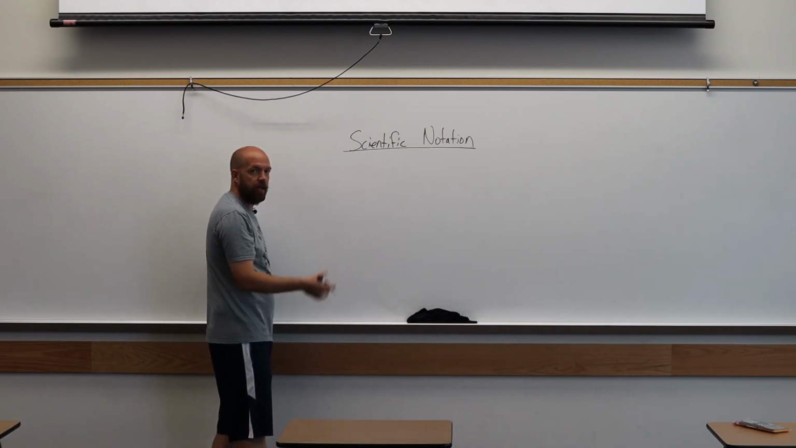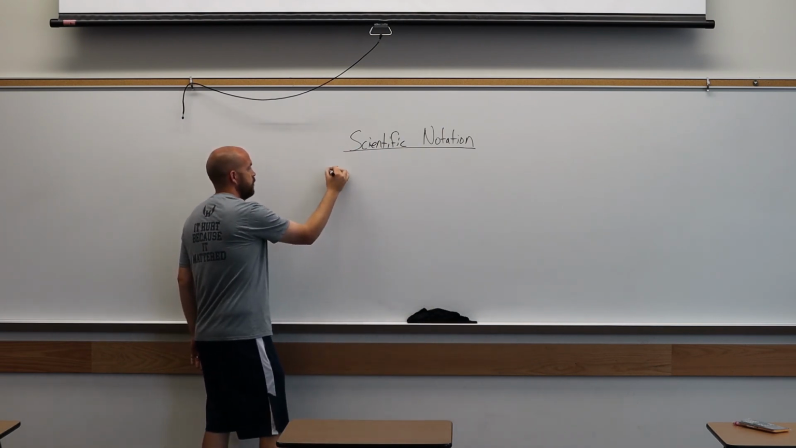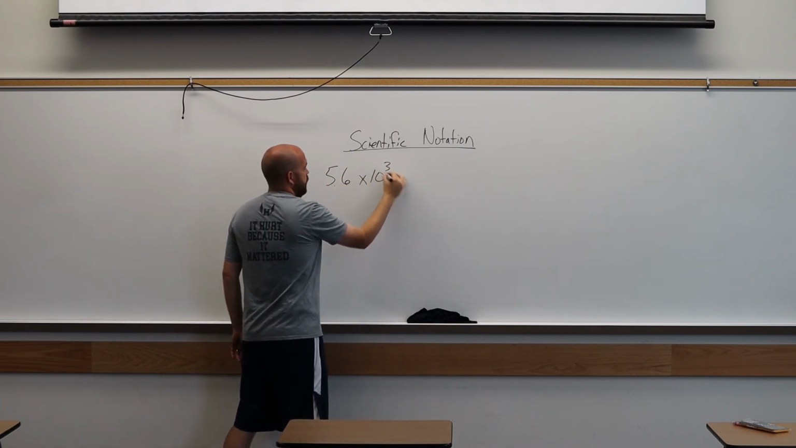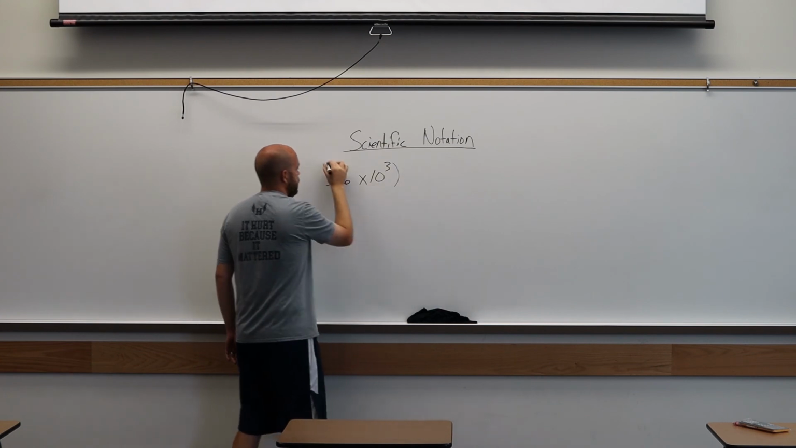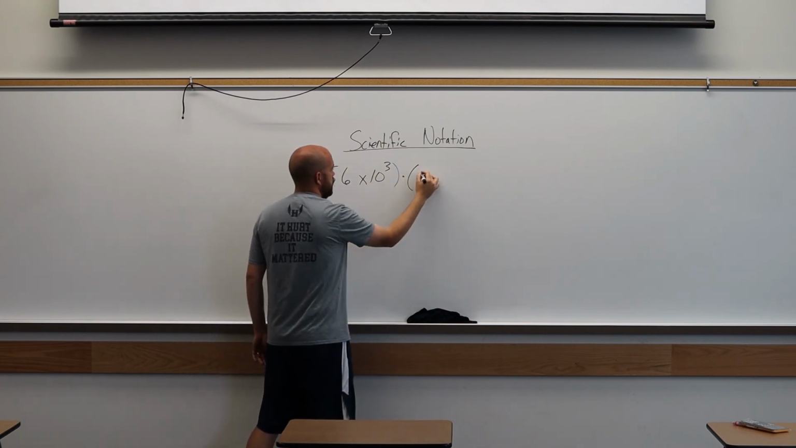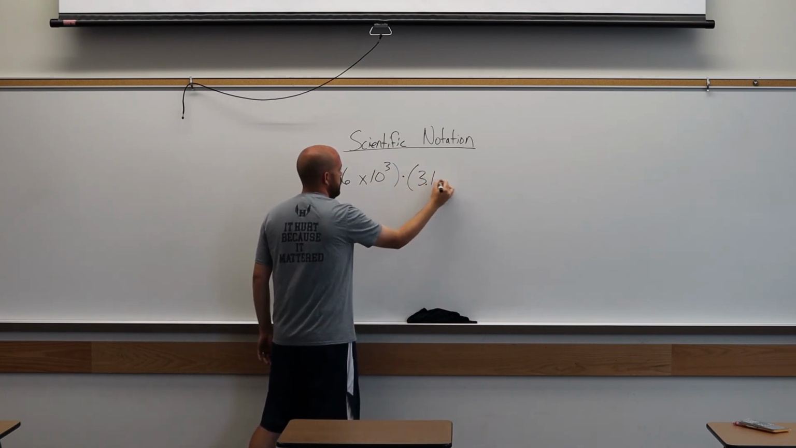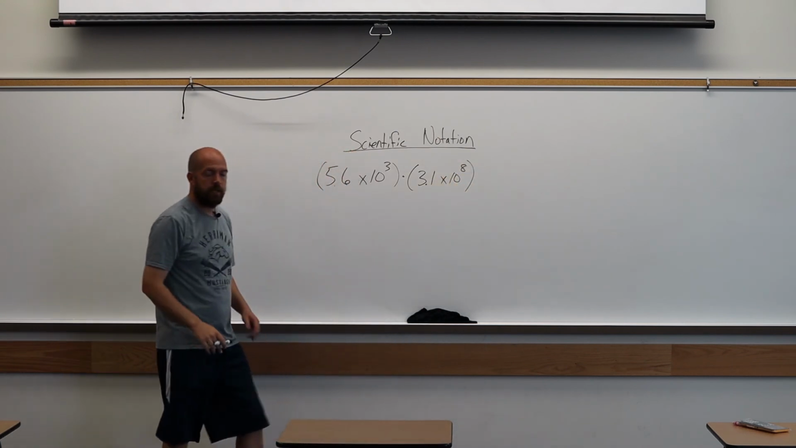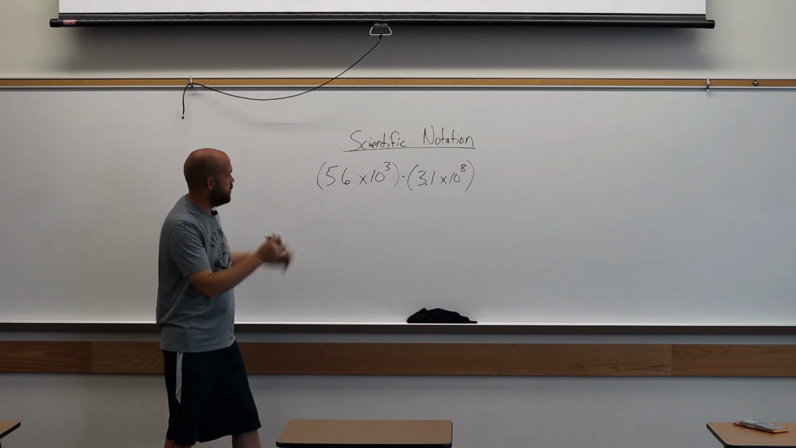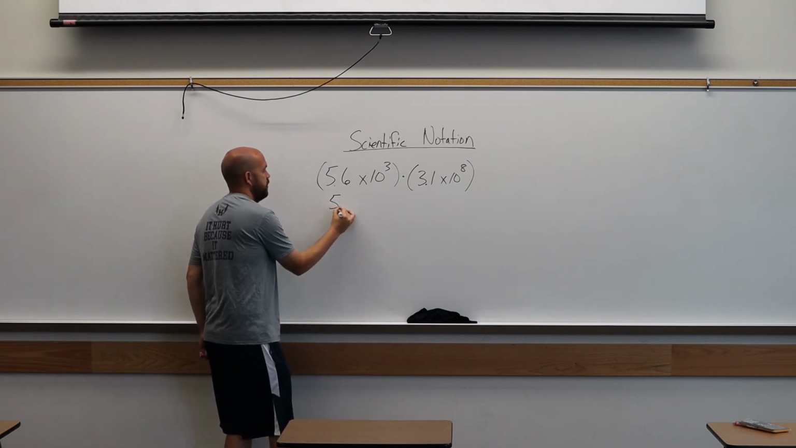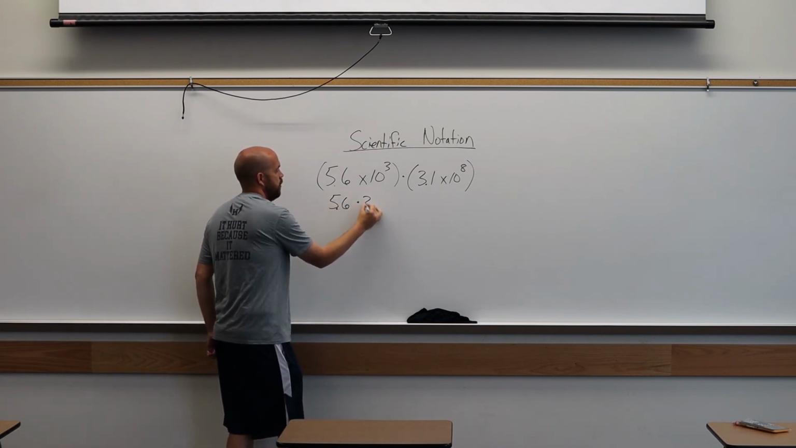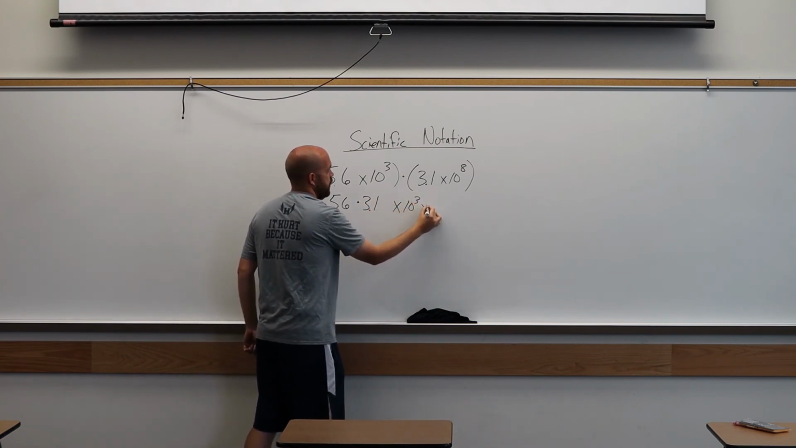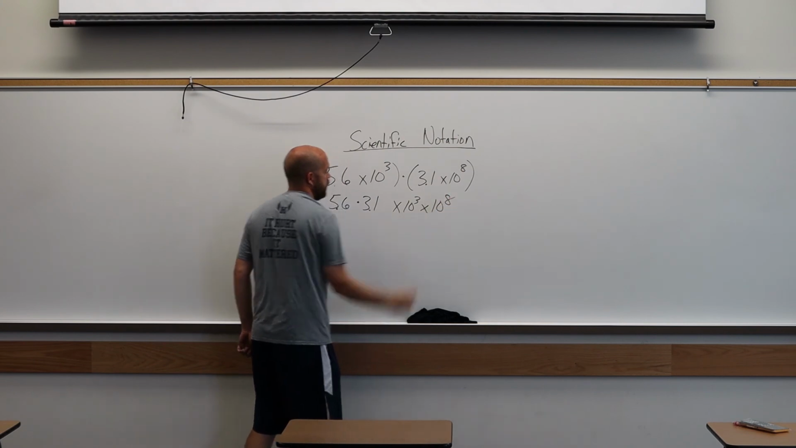Let's make it so that way we have to modify it at the end. So let's say we've got 5.6 times 10 to the third times 3.1 times 10 to the 8th. That's a good one. Okay, so again, I grab a calculator. I'm going to rearrange this. I have 5.6 times 3.1, and then I'll have 10 to the third times 10 to the 8th.